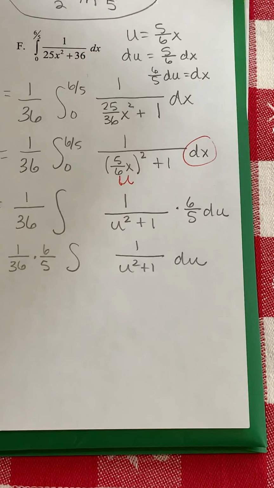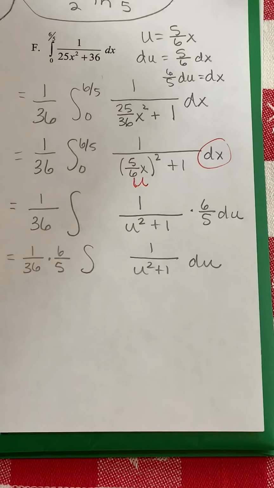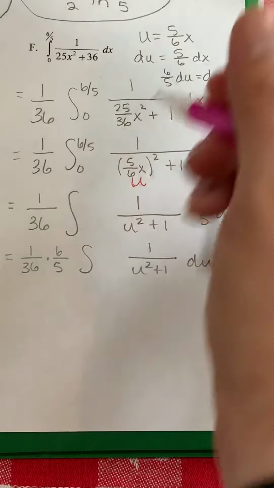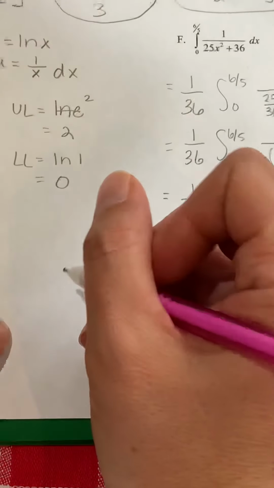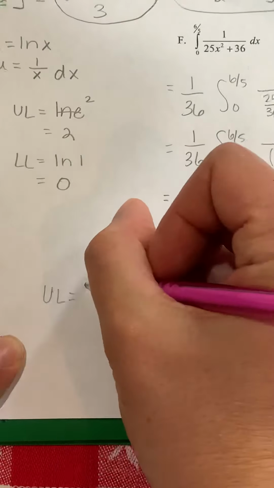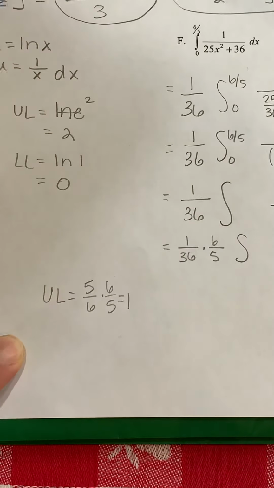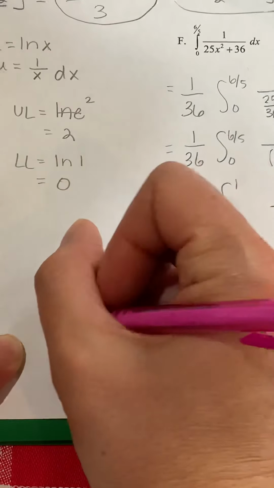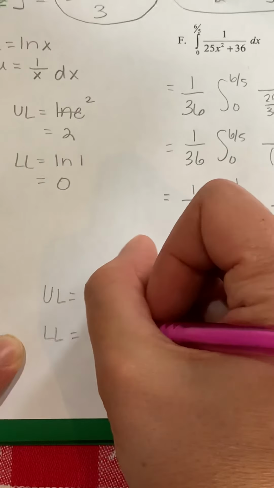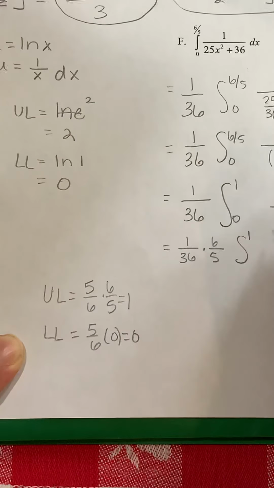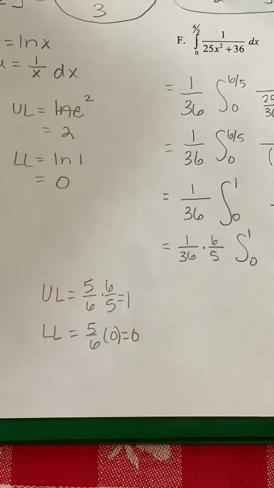All right, so we need to definitely put those limits of integration in. For our upper limit, we need to plug in 6/5 here. If I go off to the side and work that out, I'm going to get 5/6 times the 6/5. Nice things happen, so my upper limit is going to be 1. For my lower limit, I plug in 5/6 and the original lower limit was 0, so my new lower limit is now going to be 0.